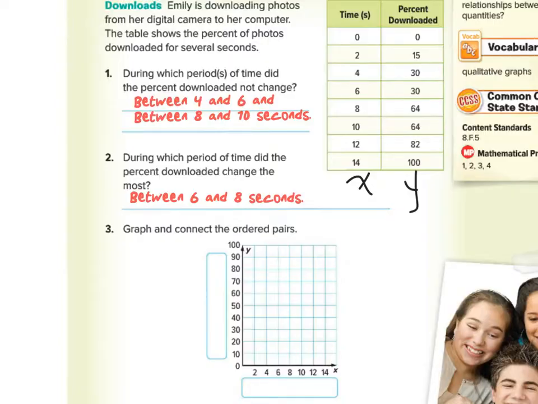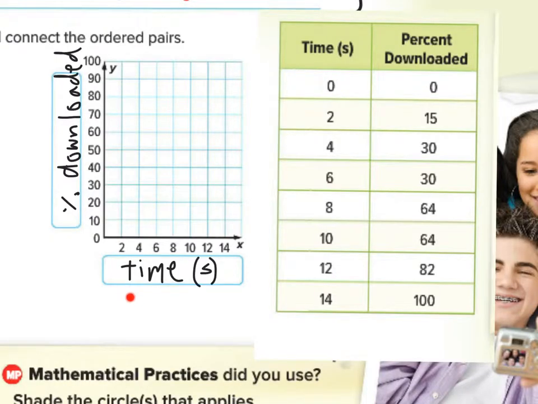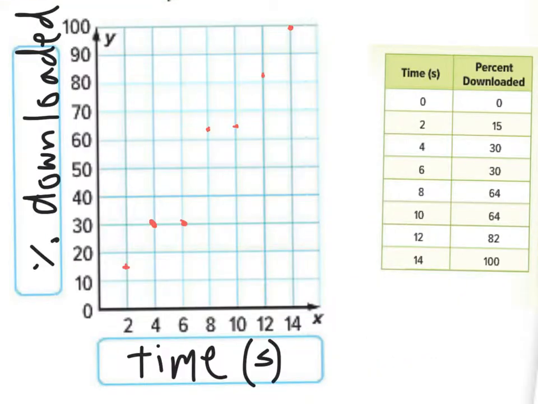So let's mark that. We label it time in seconds and percent downloaded, and we start to mark our ordered pairs. The first one is 0, 0. The second one is 2 and 15. So we go to 2 and we go up to 15. So when I label it, I have my points here: 2 and 15, 4 and 30, 6 and 30, 8 and 64, 10 and 64, 12 and 82, and 14 and 100.